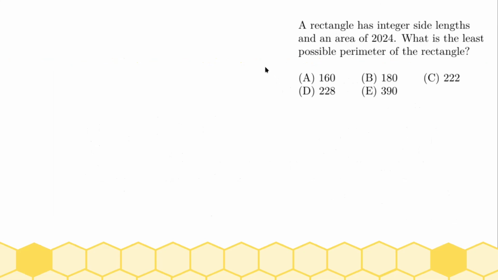So the first approach that we can take is simply to try all the choices, because this is a multiple choice question. If we simply try the 5 choices and see what they give us, one of them is definitely the right choice. Now we would want to start from A and work our way towards E, because A is the least, E is the most, and we're looking for the least possible perimeter.